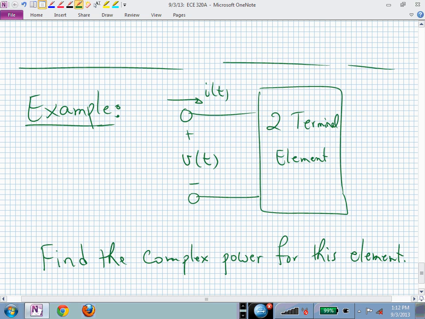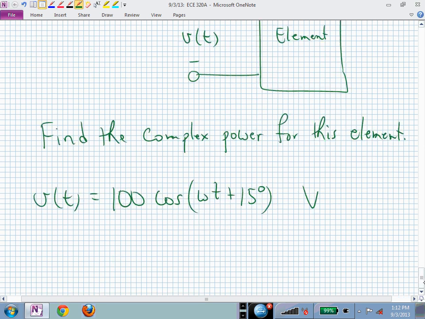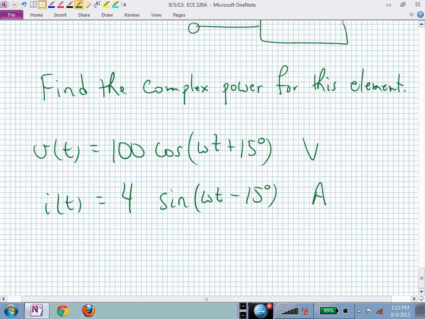Suppose you're told that V of t is now 100 cosine omega t plus 15 degrees volts, and I of t is now 4 sine of omega t minus 15 degrees amps. And you're trying to compute the complex power for that two-terminal element.